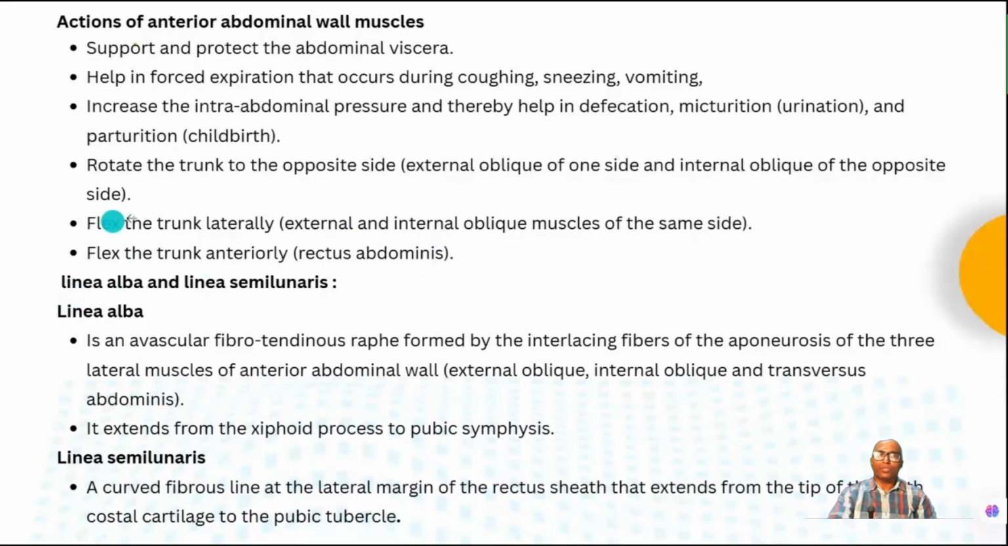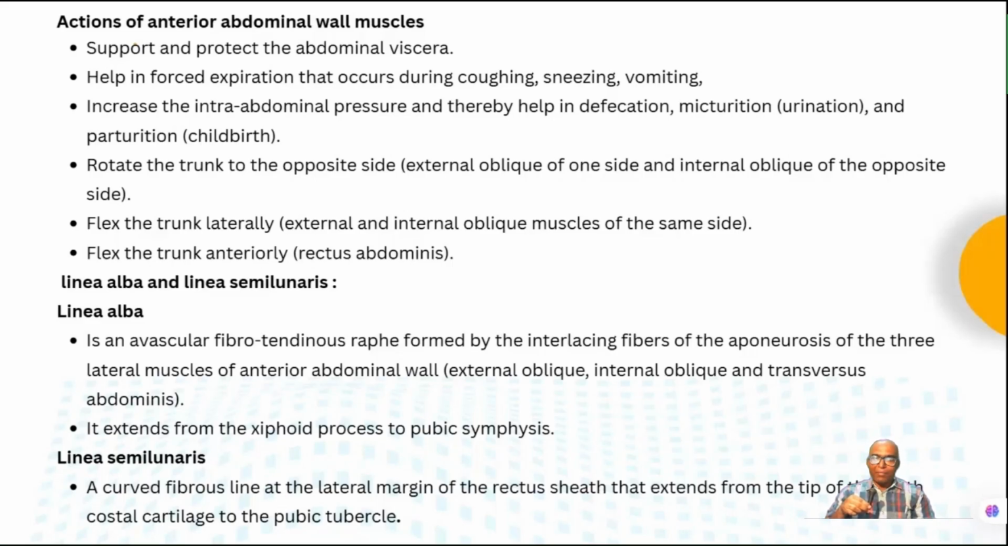Now there are two things. One is the linea alba and another is the linea semicircularis. Both are vertical lines, but one is in the center and one is at the lateral border of the rectus abdominis muscle. The linea alba is an avascular fibrotendinous raphe formed by the interlacing fibers of the aponeurosis of the three lateral muscles of the anterior abdominal wall, that is the external oblique, internal oblique, and transversus abdominis. It extends from the xiphoid process to the pubic symphysis.